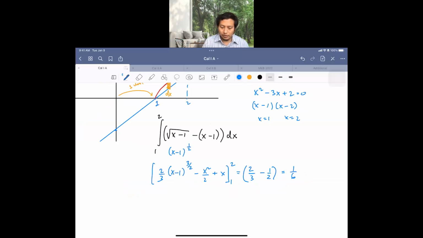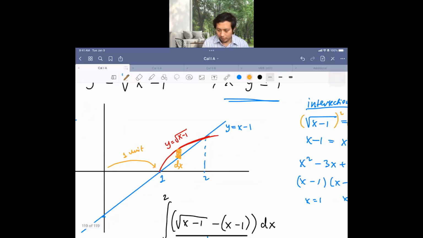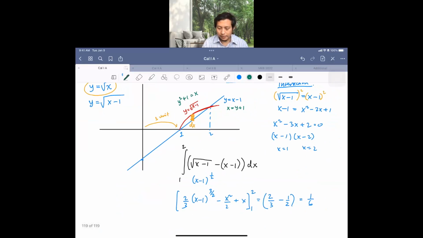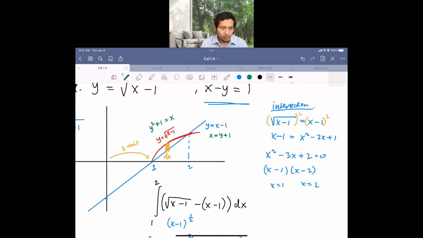Okay, now if you want to take another approach, we can make y squared plus 1 equal x. And we can take this x as y plus 1. Now we need to check the points. So when x is 2, then y is 1. When x is 1, y is 0.